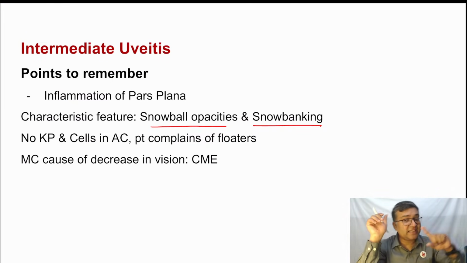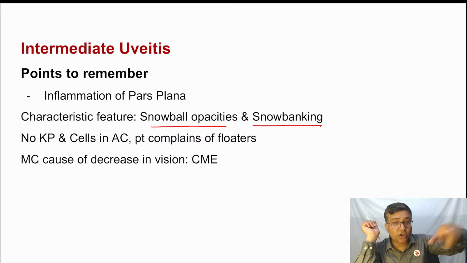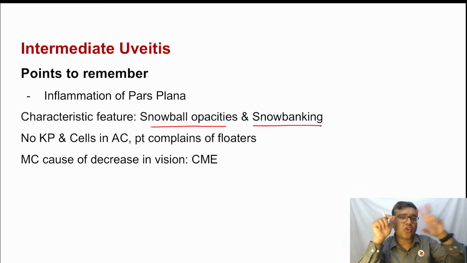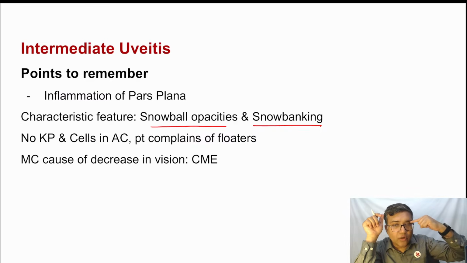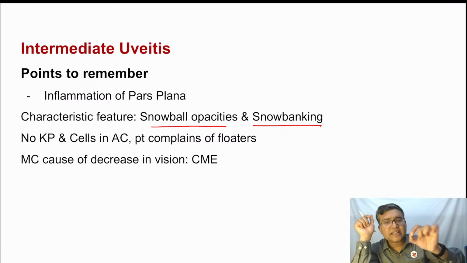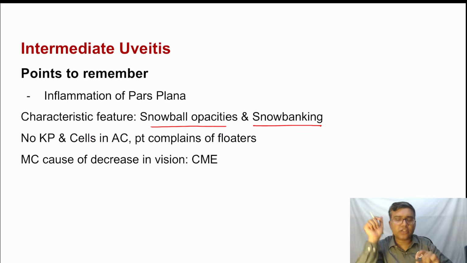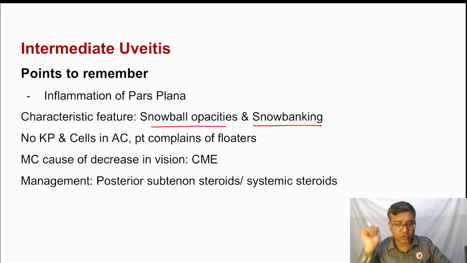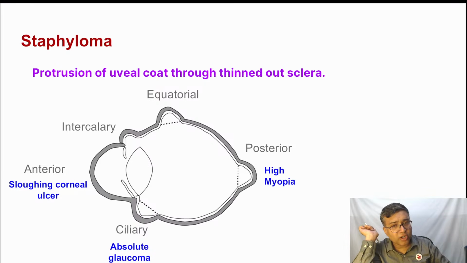And the management is, there we basically use topical steroids, but here we have to basically give the steroids near the ciliary body. So I would give it around here, just beneath my conjunctiva, that is called posterior subtenon injection, or I would give intravitreal steroids or systemic steroids to these patients. So these are some important points regarding the intermediate uveitis.